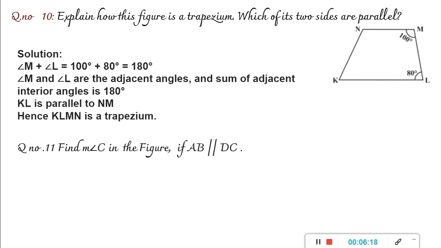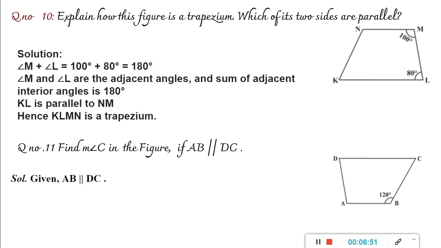Now see the next question, question number 11. Find measure angle C in the figure if AB parallel DC. So here we have to find angle C. That is also given, AB is parallel to DC, isn't it? If AB is parallel to DC, it means the adjacent angles are supplementary. So angle B plus angle C should be 180 degree. Angle B is already given as 120 degree. Then if we add angle C, we will get 180 degree.